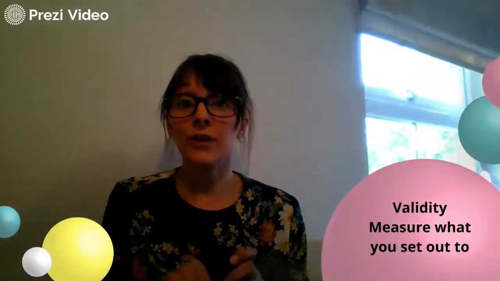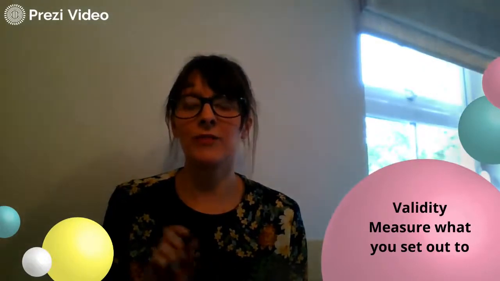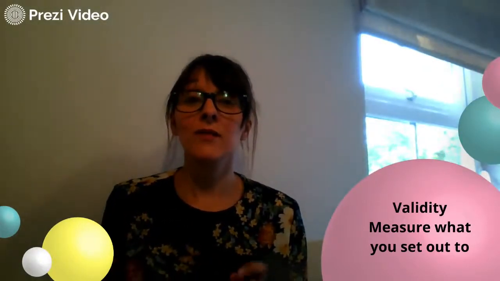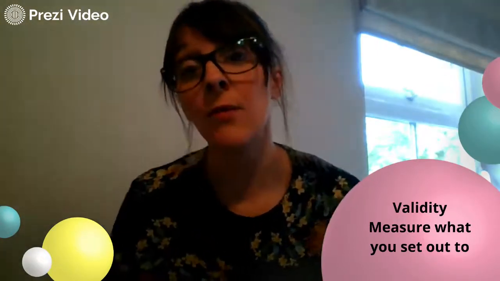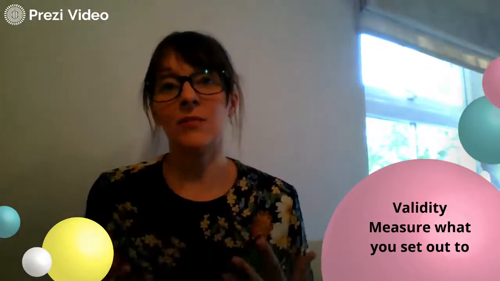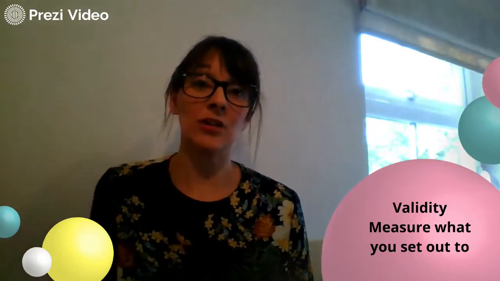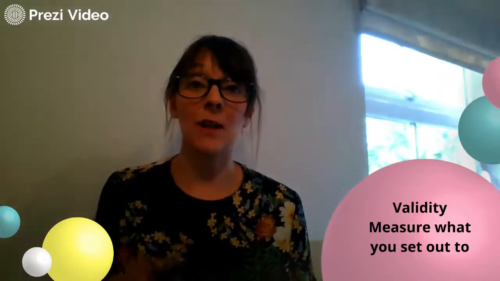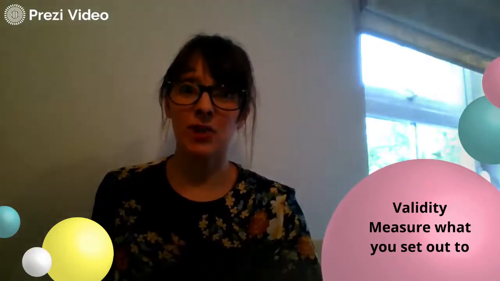Okay, so we're going to look at validity. Validity and reliability people get confused about. Reliability is consistency, validity is truthfulness. So with regards to validity, we're looking at, are we measuring what we set out to measure? So am I doing what I say I'm doing? Am I being truthful? Is what I'm testing in this experiment actually testing that thing? If I'm looking at aggression, am I actually testing aggression? Am I measuring what I set out to measure?